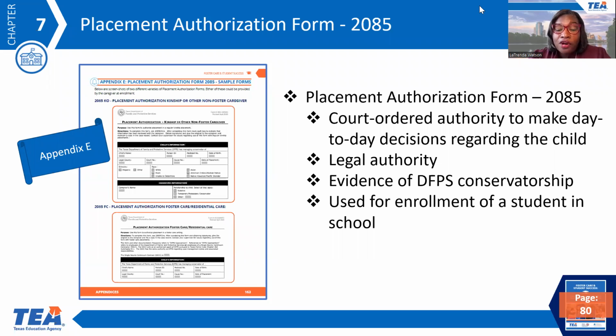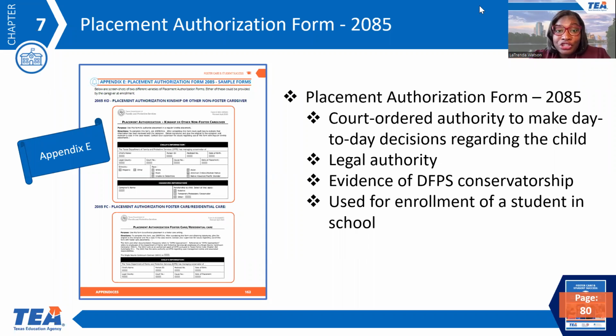The 2085 form is the agency's legal authorization and is preferred by DFPS as evidence of conservatorship. So this is the form that DFPS uses to show that the student is currently in conservatorship. It is also used for enrollment of students in schools. I wanted to provide an example of what this form looks like. It is in the appendix of our foster care guide, appendix E on page 163.